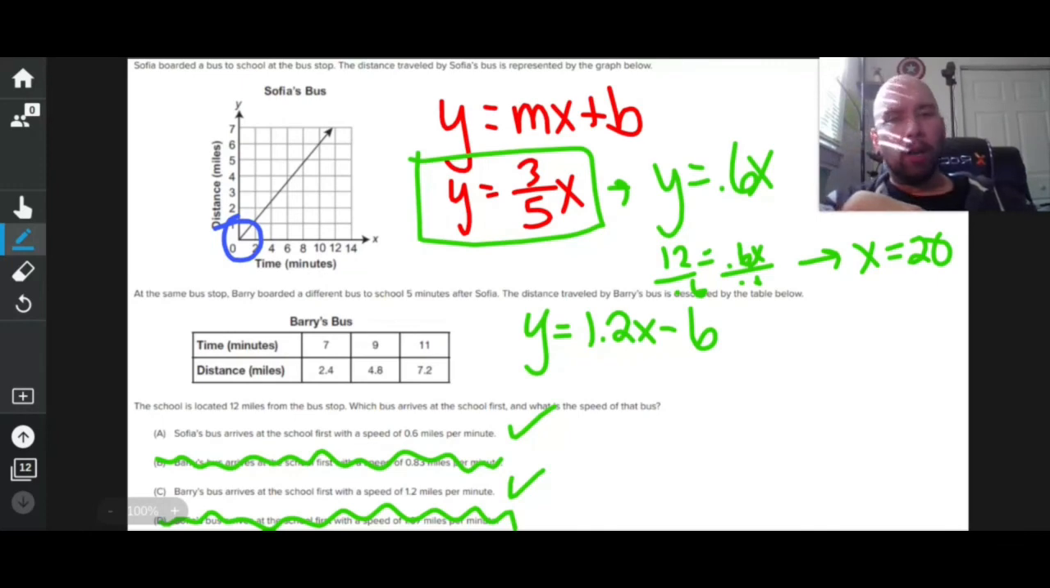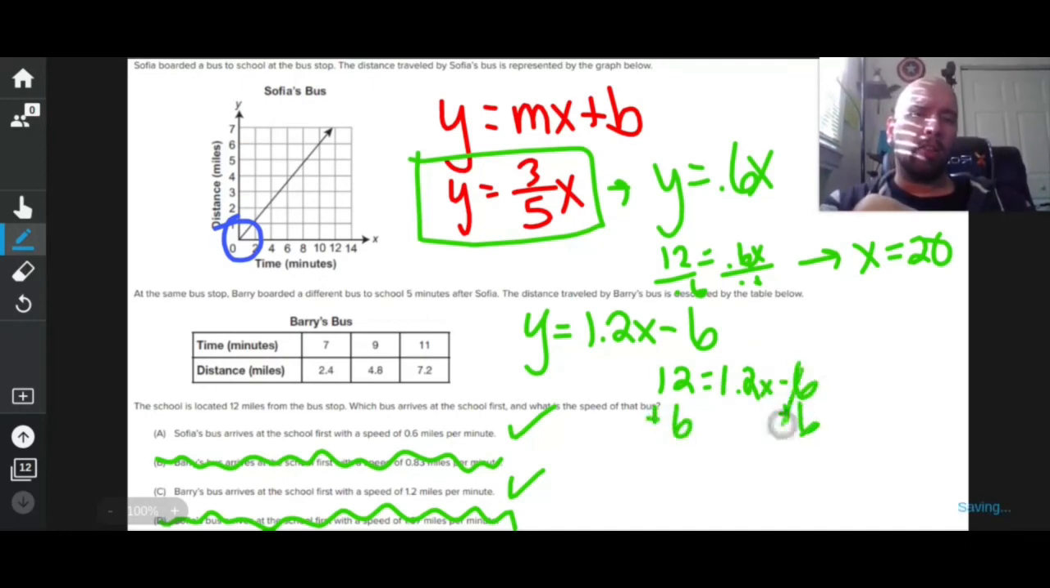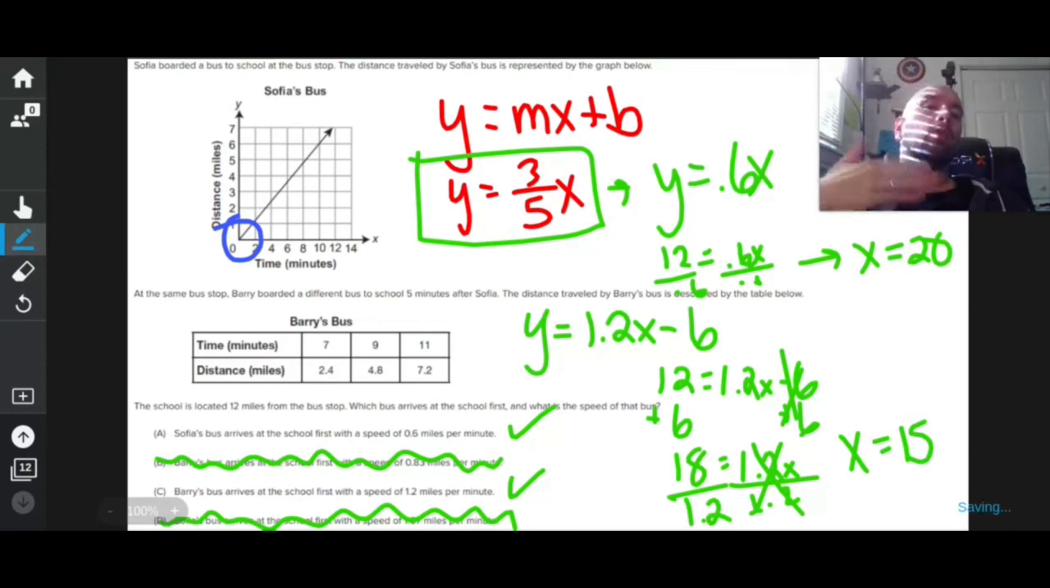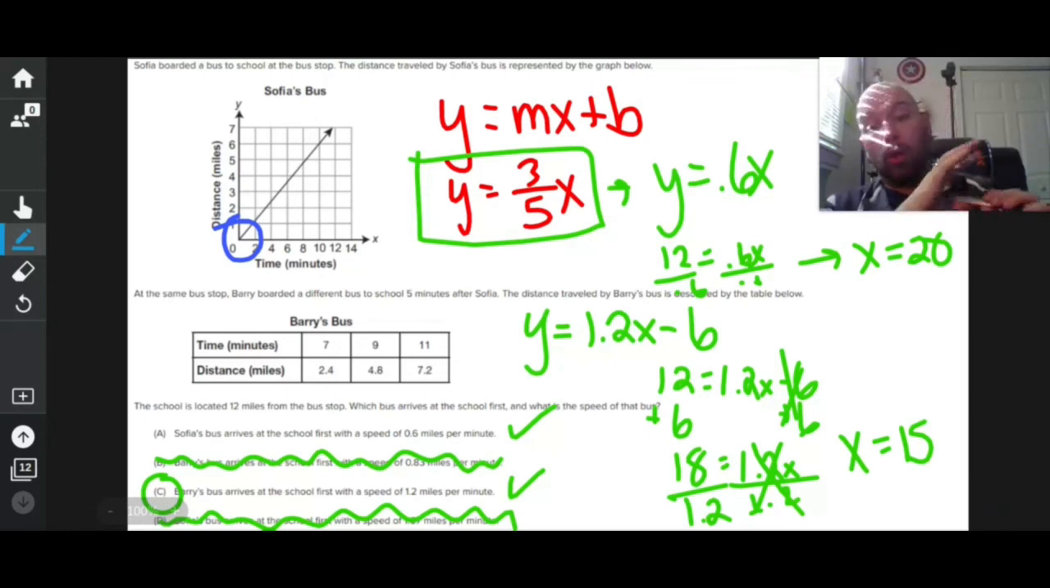If I did that with Barry, I would say 12 equals 1.2x minus 6, add 6 to both sides. 18 equals 1.2x. Divide both sides by 1.2, and I get 15. So it takes Barry 15 minutes to get there. It takes Sophia 20 minutes to get there. Barry gets there first. That is an extremely challenging problem that you probably will never see.